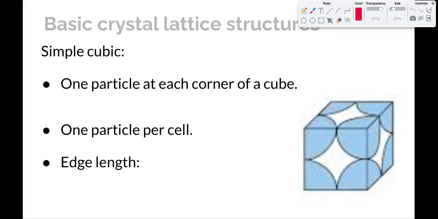The length of the edge we can calculate by thinking about the fact that this is one radius from here to here, and then there's a second radius from there to there. So one edge, one side, is 2 radii. And that's going to be the same thing no matter which direction you choose. So the edge length is 2 times the radius of whatever particle is in there. If it's an atom or an ion, it doesn't matter.